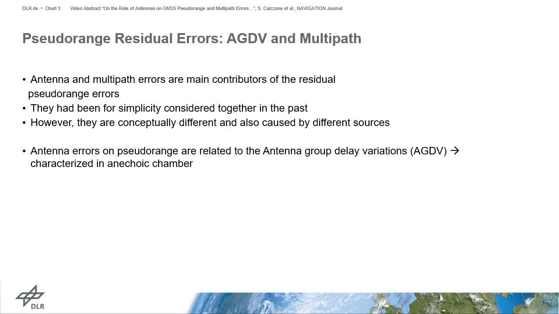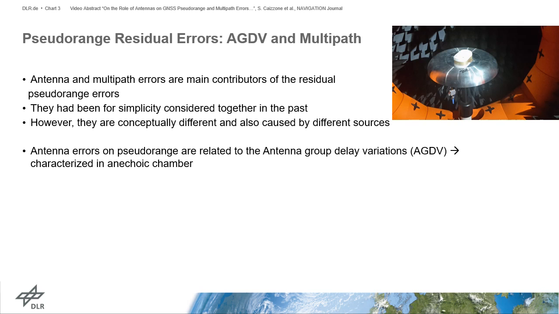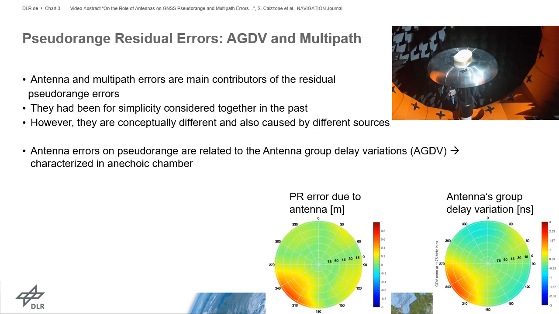Antenna errors on pseudorange are related to the antenna group delay variations, AGDV. As an intrinsic antenna characteristic, they can be measured in anechoic chambers. And that's what we did in our test chamber at DLR premises, where we took different commercial off-the-shelf avionic antennas and characterized them in terms of group delay, and then we also managed to get the pseudorange error due to the antenna itself.